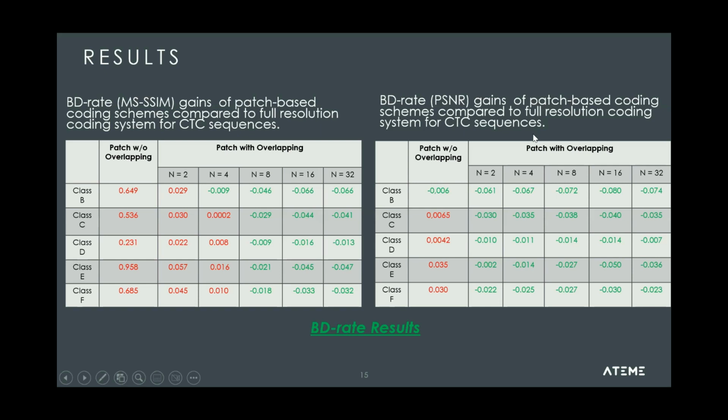For MSC models, we can see mainly the same behavior. So for patch coding without overlapping, we can see that we have BD rate losses, but it's less important than for the MSCIM model. And with only 2 overlapping pixels with our method, we can eliminate the border artifacts.